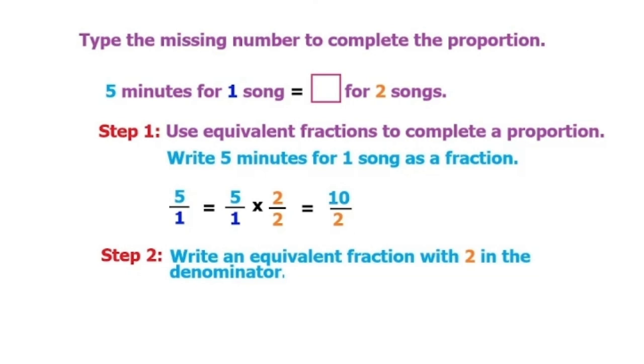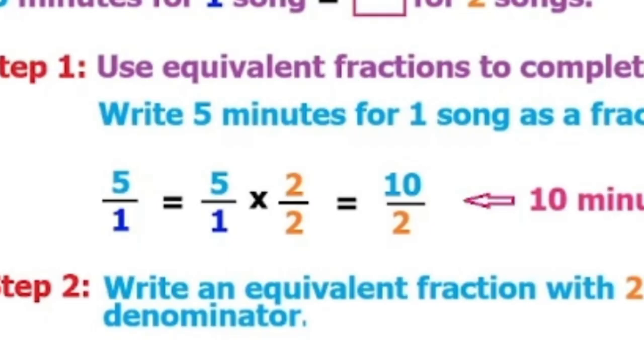And that's the end of this lesson. So the equivalent fraction is 10 over 2, and it's 10 minutes for two songs. So we could write 10 in at the end.